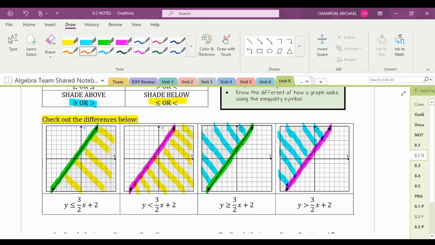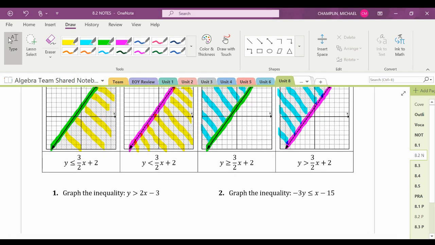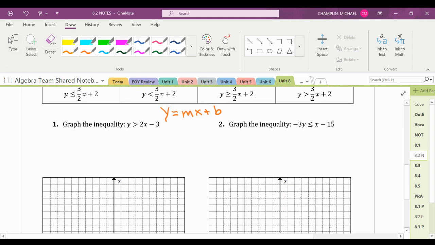Furthermore, notice even though they're all inequalities, they're still based off of your y-intercept formula. So y equals mx plus b, where m is your slope and b is your y-intercept. All right, let's dive into a problem.